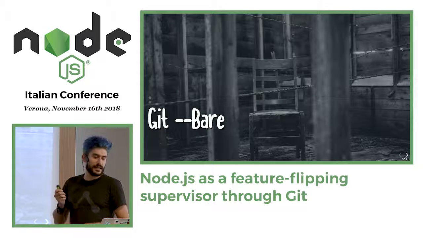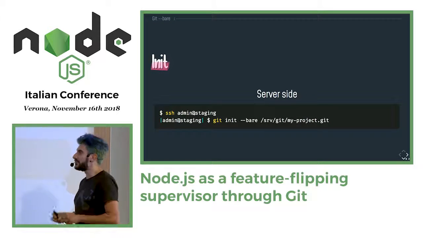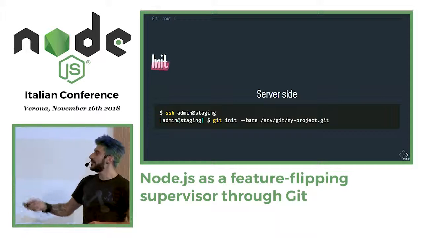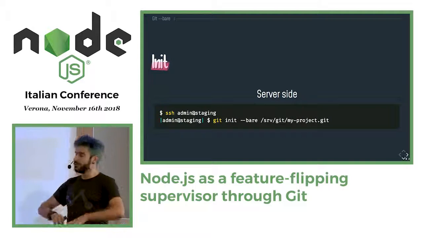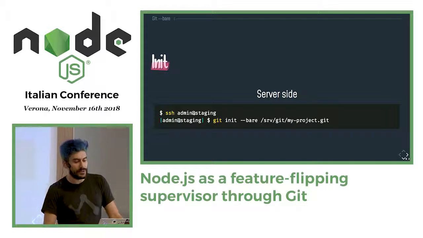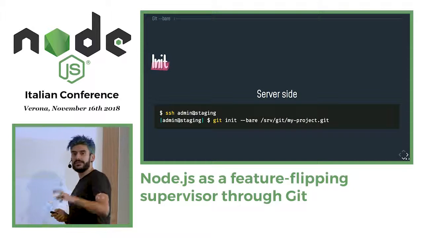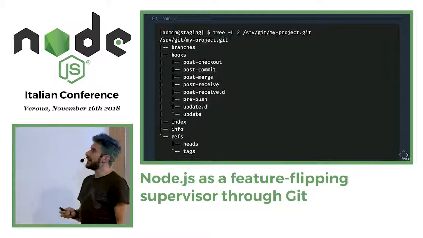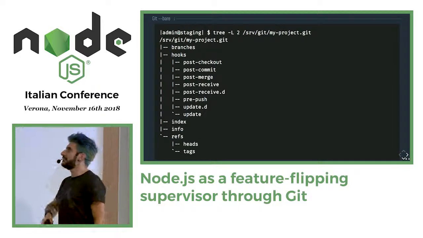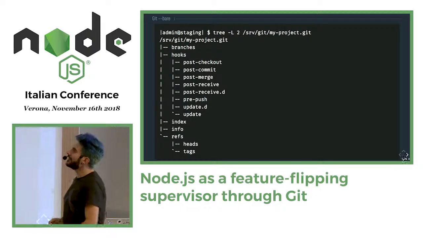So the first step is to init your repository on the server side. You just SSH in and do a git init --bare. And with the flag bare, you are just initializing a repository that doesn't contain your working space. You have just the Git objects. This is something like this. I cleaned it up because otherwise it's a lot of useless files for this talk.